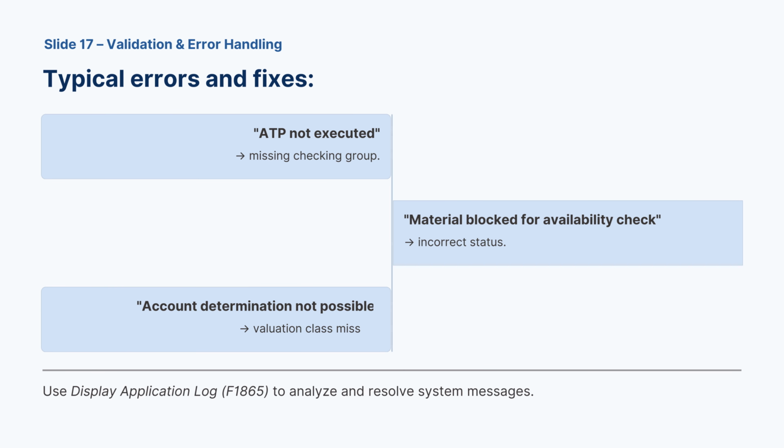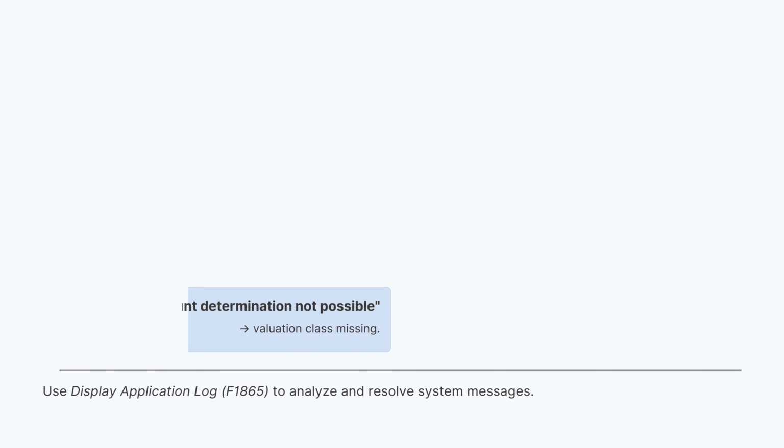Validation and error handling. Common ATP and reservation errors include ATP not executed, missing checking group in material master. Account determination not possible, incomplete valuation mapping. Material blocked for availability check, incorrect status. Use Display Application Log F1865 to review detailed system logs and correct configurations before re-executing.